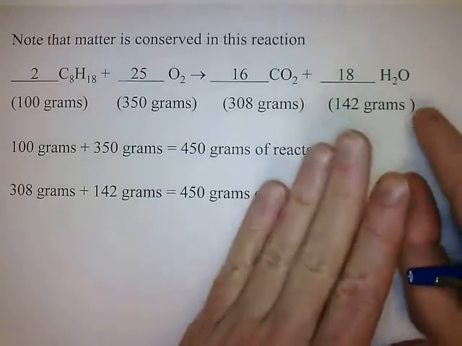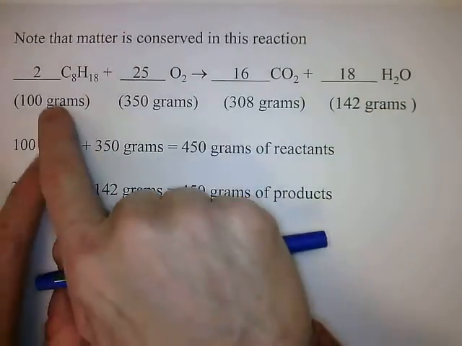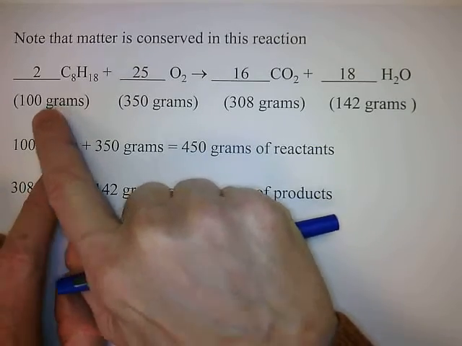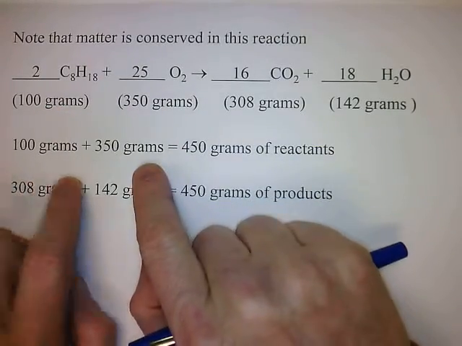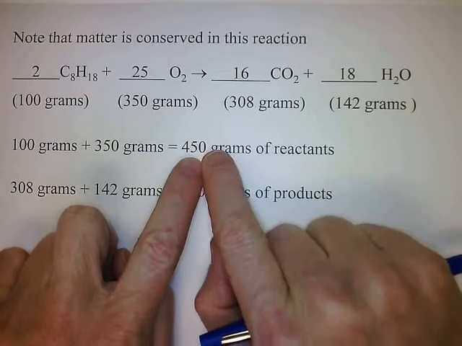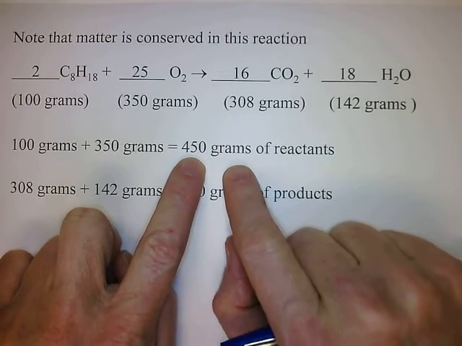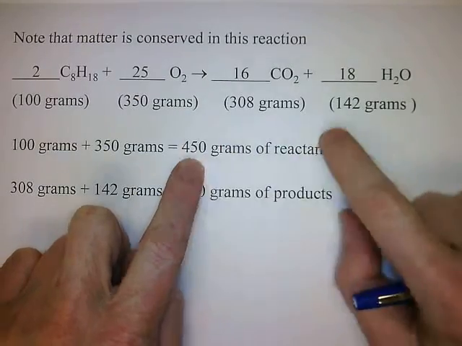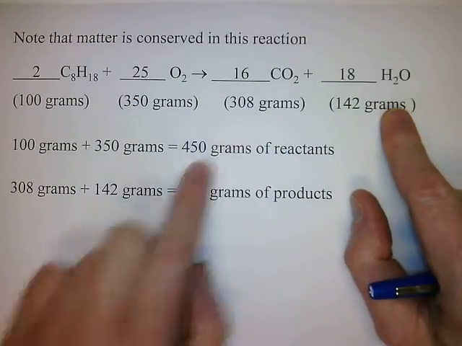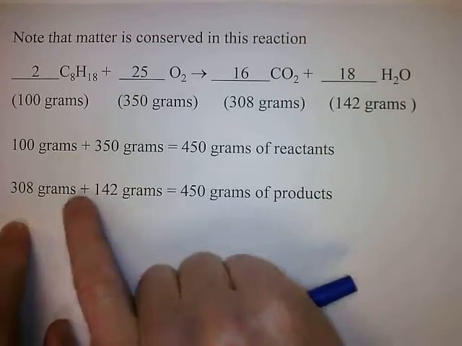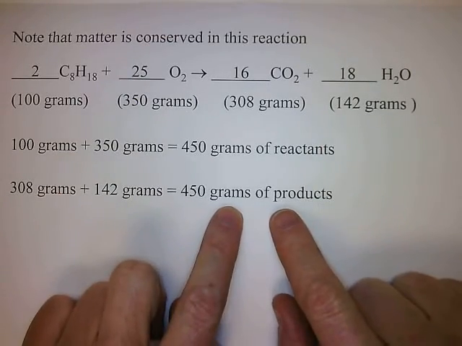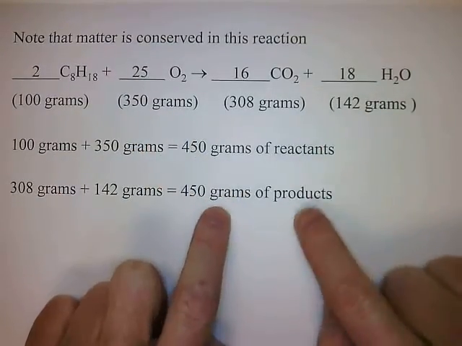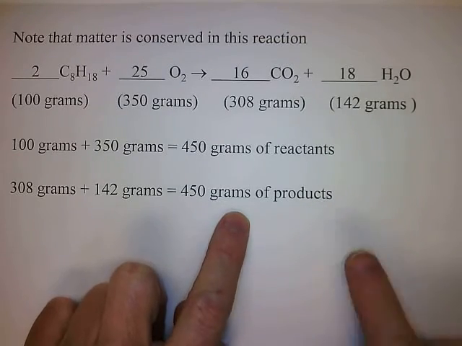Now I want you to note something important here. We add up 100 and 350, what do we get? 450. So you had 450 grams of reactants. If we add up 308 and 142, what do we get? 308 plus 142 is 450. So we start with 450 grams and we finish with 450 grams.